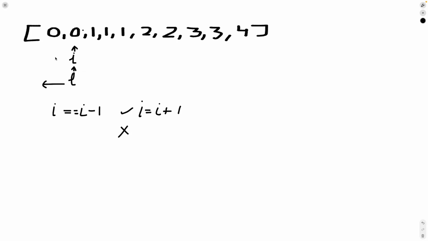So let's start over here. Basically it will compare whether nums[I] is equal to nums[I minus 1]. So is 0 equal to 0? This condition is true, right? So it will just increment I to the next element.